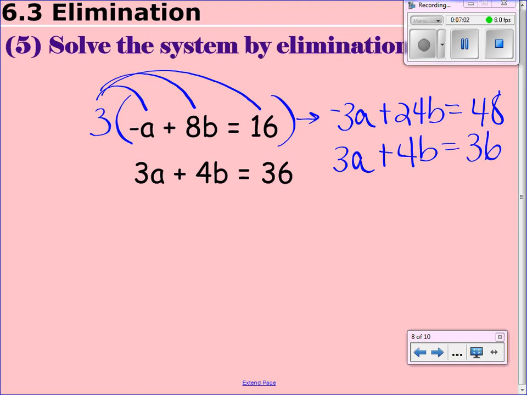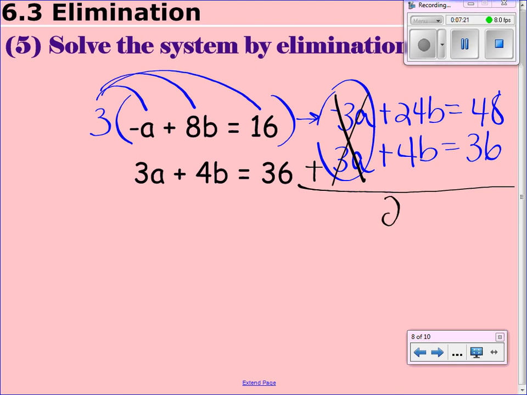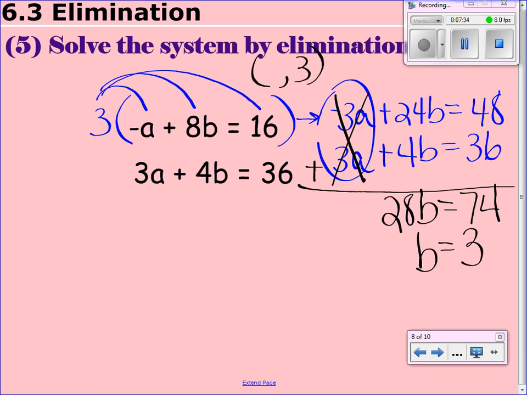Now look what we have. Same coefficient, opposite signs. We can just add these together now, just like we did for numbers 1 and 2. So -3 plus a +3, the a's cancel out. 24b plus 4b is 28b. 48 plus 36 is 74. So b equals 3. So 3 is our y coordinate because we're going in alphabetical order.